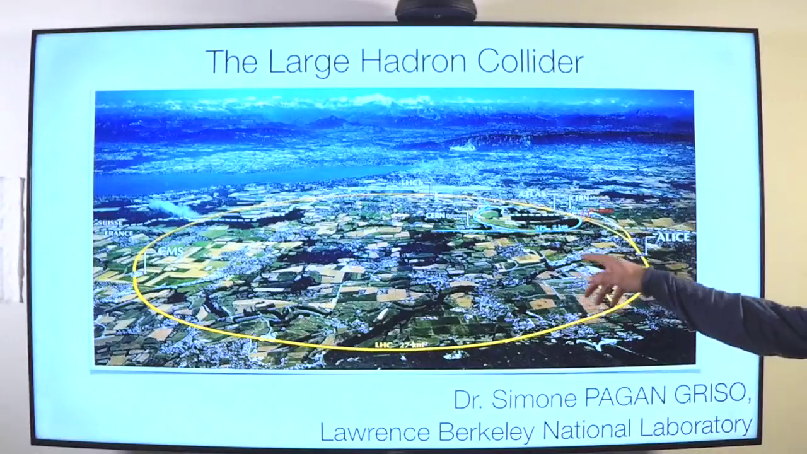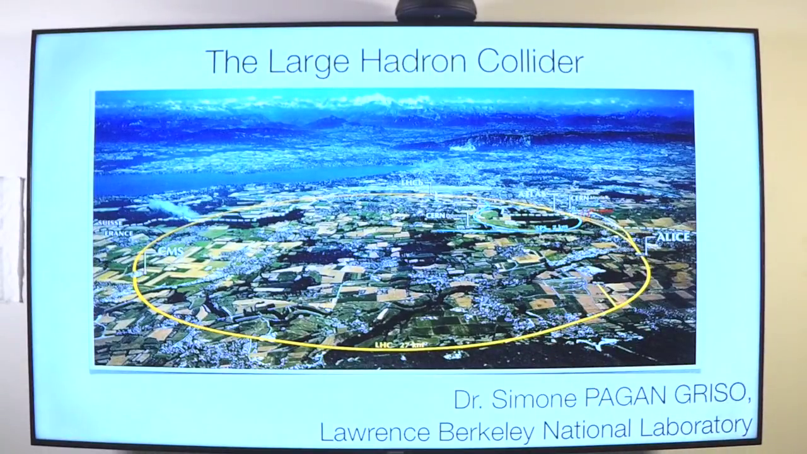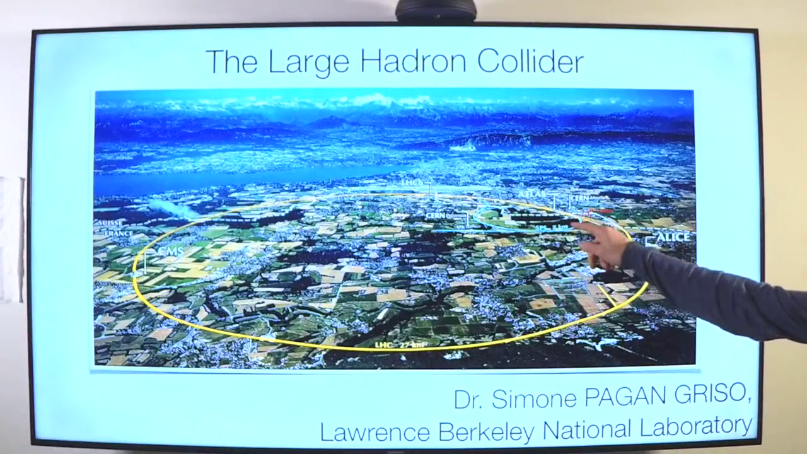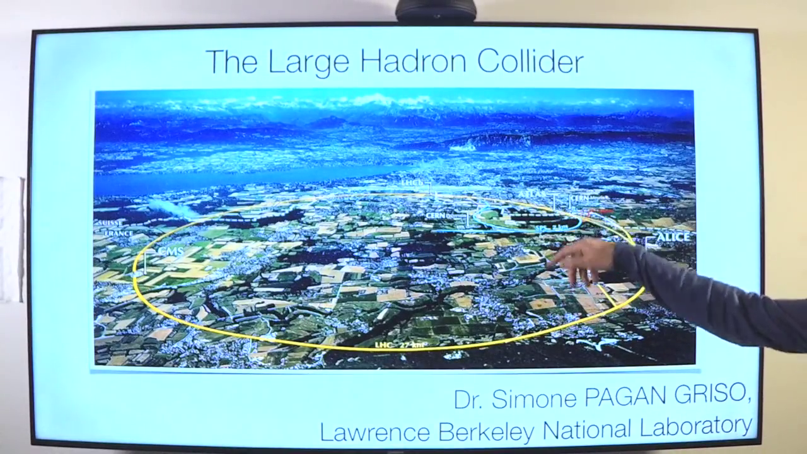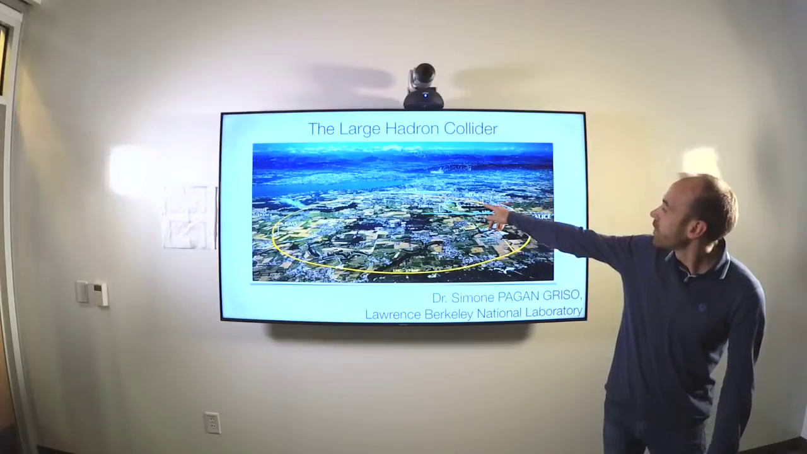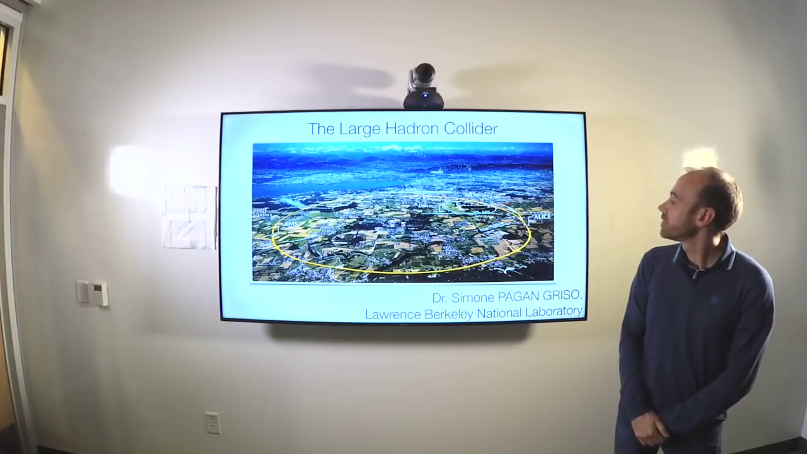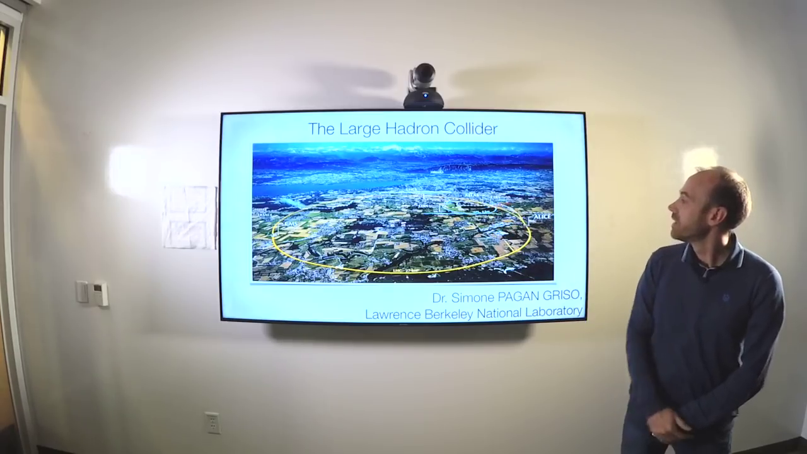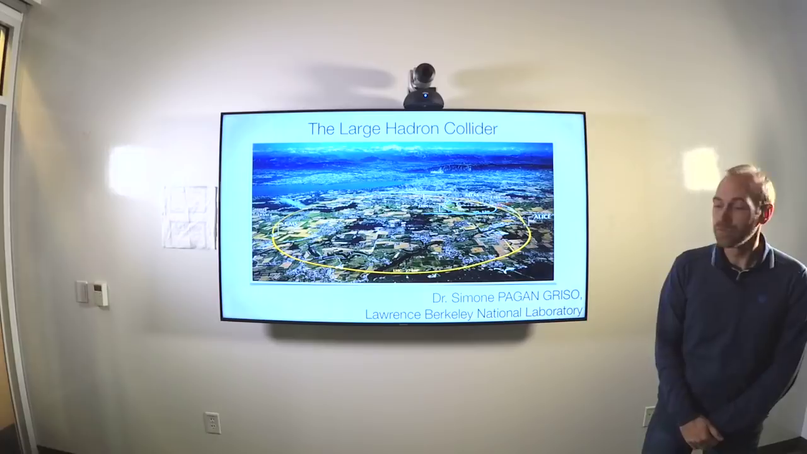The collider is underground, but you can see the yellow line here to show you where it is, and it has a length of 27 kilometers. It has several facilities, and it has so-called different experiments that try to detect these collisions. The one I work on in particular is called the ATLAS experiment. It's located here near the heart of the CERN laboratories.